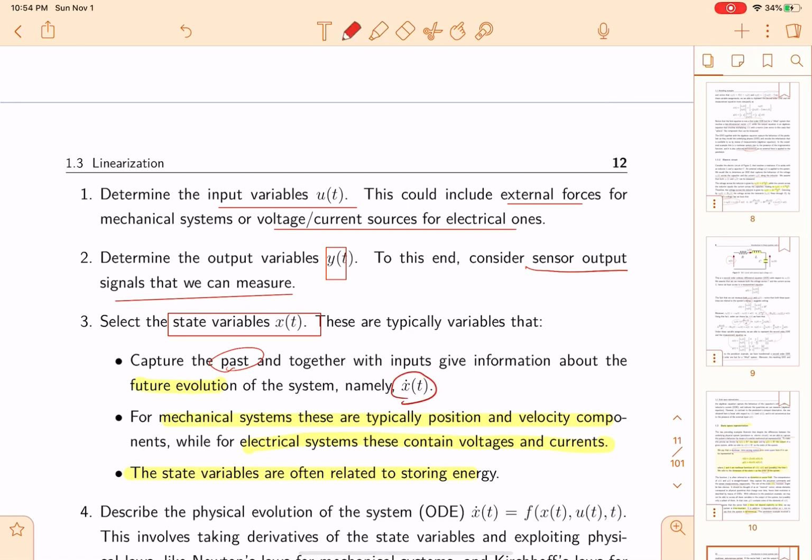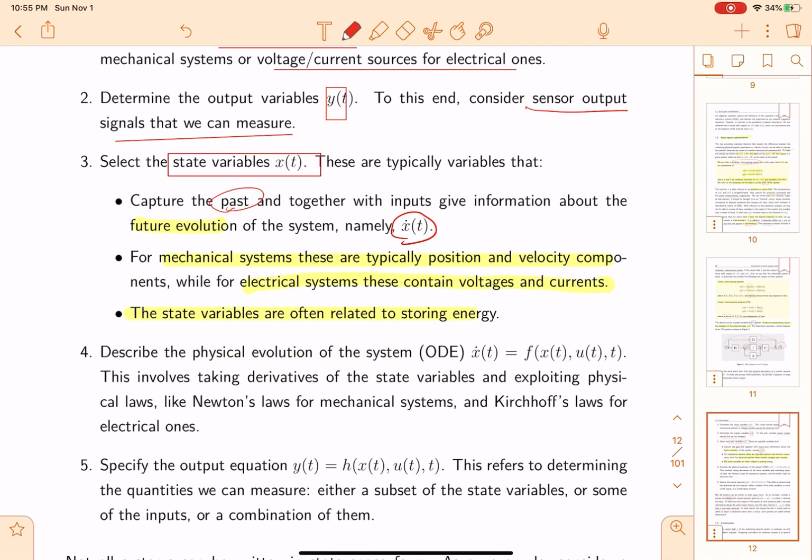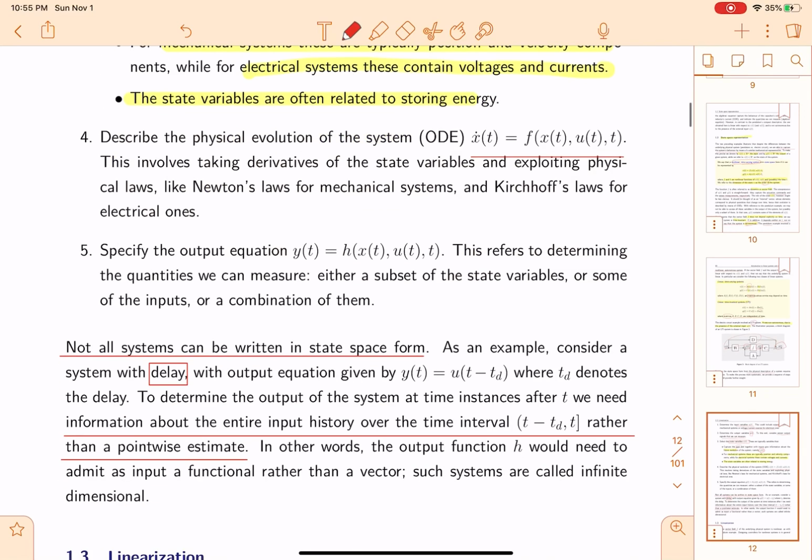Namely x dot. For mechanical systems, these are typically position and velocity components, and for electrical, these are voltage and current. The state variables are often related to storing energy. They describe the physical evolution. For this one, we take the derivative of the state variables and exploit physical laws.